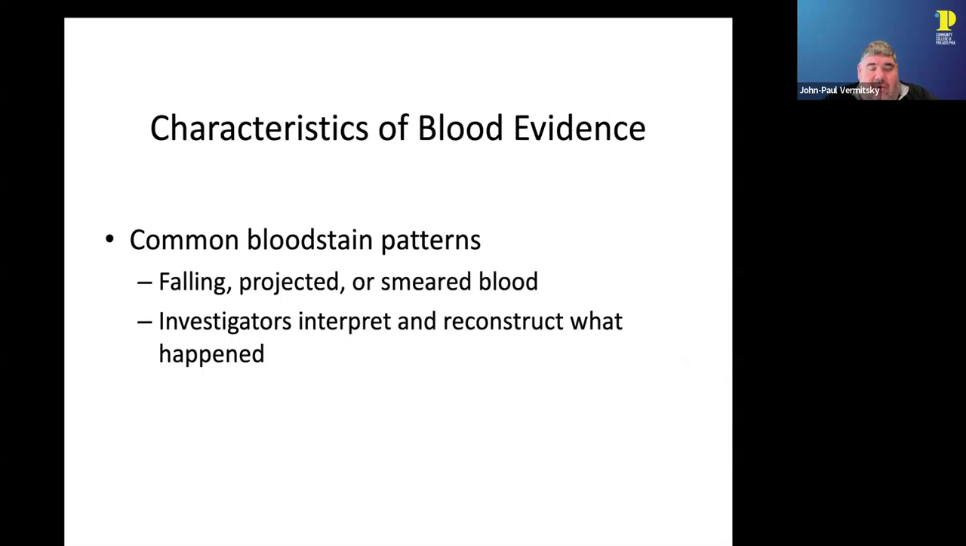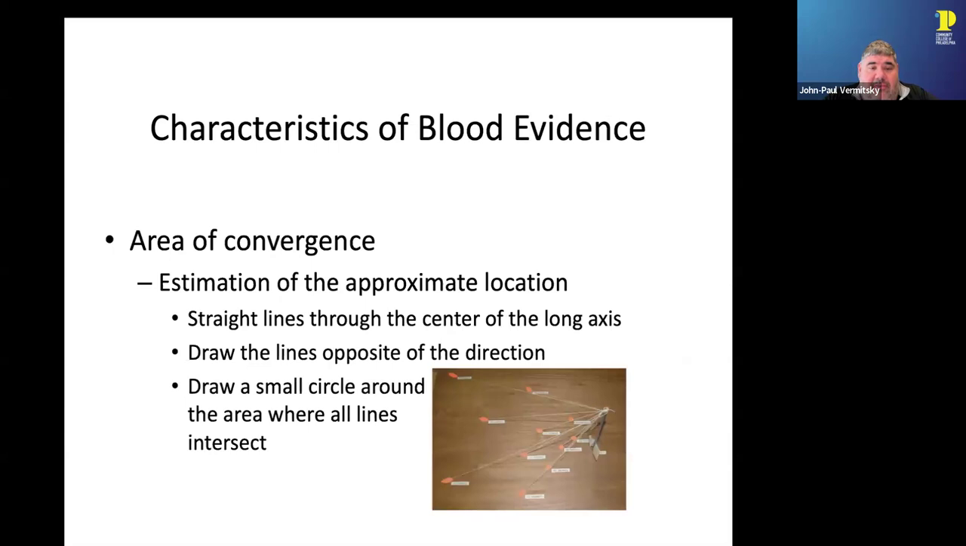We also do have very common blood stain patterns. This would be falling, projected, or smeared blood. Investigators can look at these blood stain patterns and interpret and even at times reconstruct what actually happened.